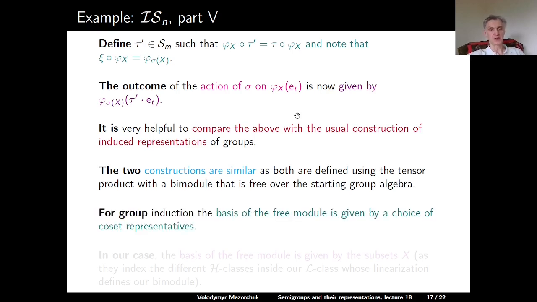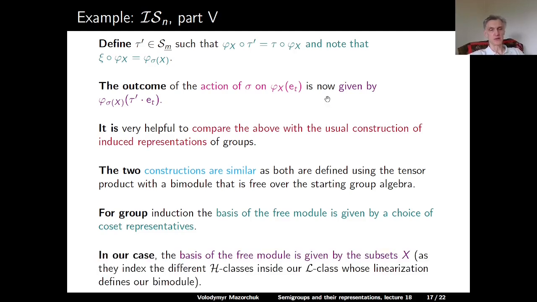So for group induction, the basis of the free module is given by choosing some representatives in cosets of our group modulo the subgroup. In our case of the symmetric inverse semigroup, the basis of the free module is given by the subsets X of n underlined with cardinality m, because these subsets index different H classes inside our left class, whose linearization is our bimodule. And each of these H classes is free over the original group of rank 1.